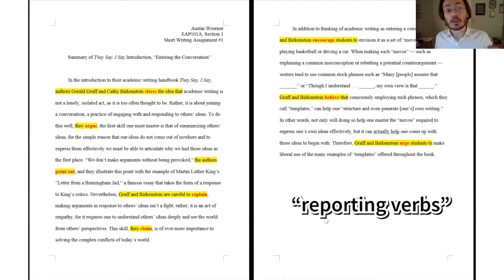Each of those verbs is a type of verb that is used to express an idea. They argue, they point out, they explain, they claim, they encourage, they believe, right? When you are summarizing, you will need to use verbs like this a lot, right? And so it is important that you master their usage and be able to use them correctly.